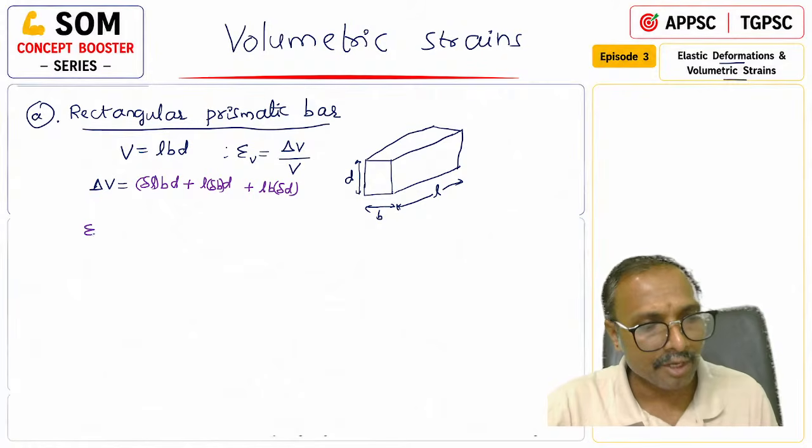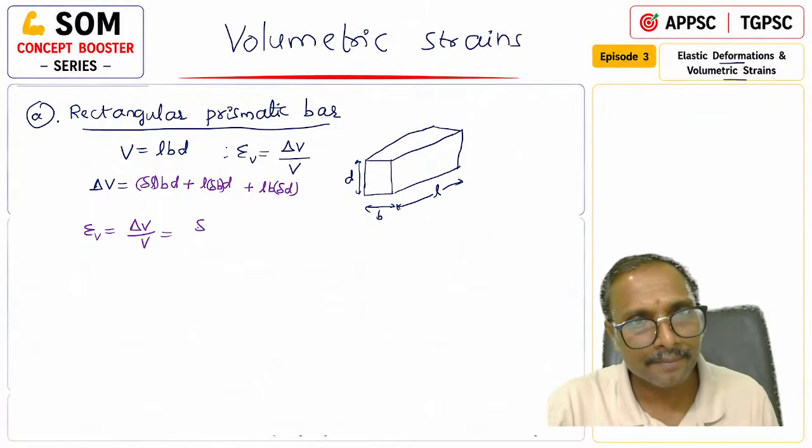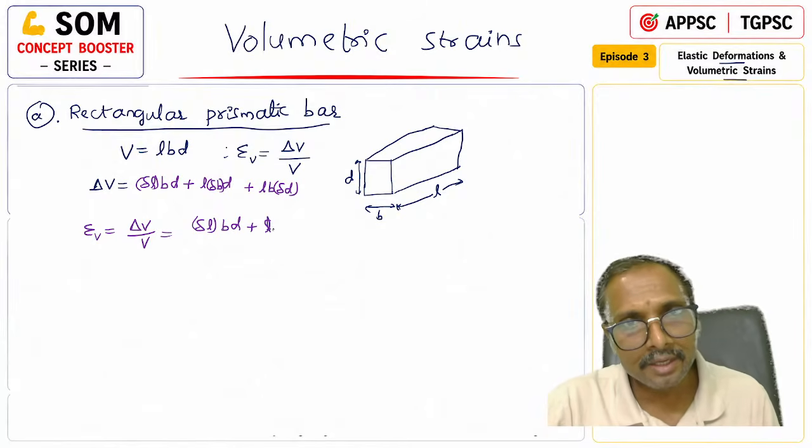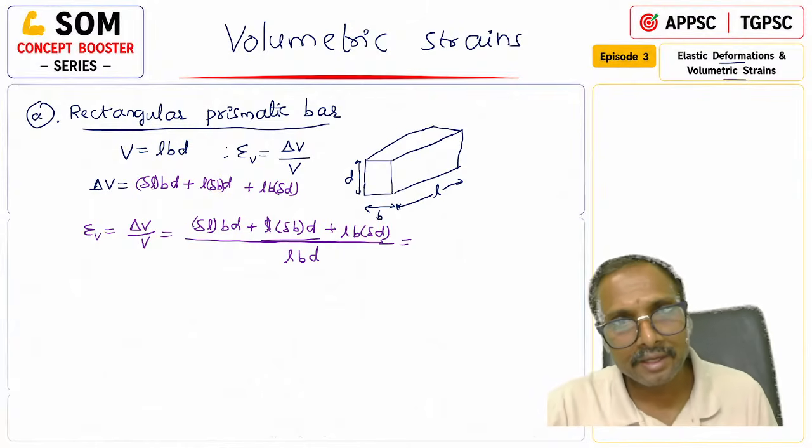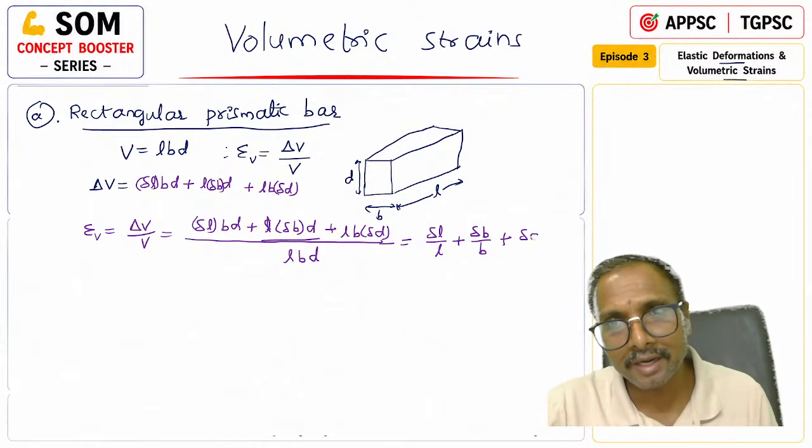Now tell me, what volumetric strain will we be getting? That is delta V by this V only, no? What is the delta V by V? Delta L into BD plus L into delta B D plus LB into delta D, divided by this LBD. So finally delta BD cancels, we are left with delta L by L, plus second one LD will cancel, we are left with delta B by B, plus LB cancelled, and we are left with delta D by D.